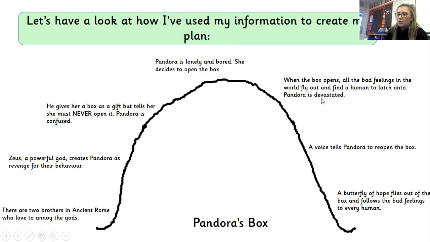When the box opens, all the bad feelings in the world fly out and find a human to latch onto. That means the feelings are going to come into a human body. Pandora is devastated. That means she's feeling awful about what she's done. A voice tells Pandora to reopen the box, and a butterfly of hope flies out of the box and follows the bad feelings to every human. That means that butterfly again comes into every human to make us feel okay again after we feel sad. That's my story mountain, okay?